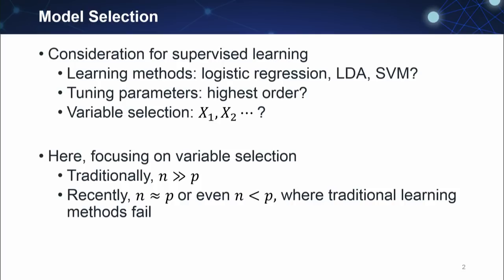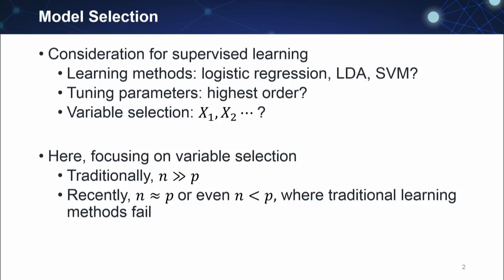We have already discussed the baseline assumptions and the characteristics of the various learning methods, as well as their tuning parameters. Based on this knowledge, you may be able to determine the method you want to use. However, we haven't really discussed variable selection. Variable selection is a general technique that can be applied to most learning methods. In this session, we will focus on variable selection.